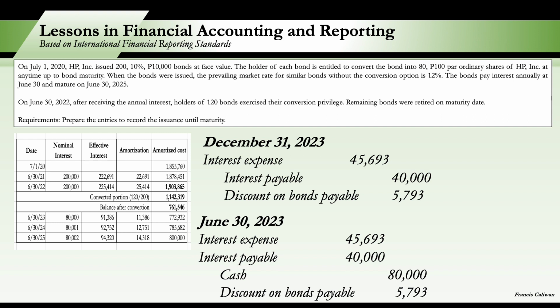Similar for the interest expense on December 31, 2023. And then debit interest payable of 40,000, credit cash of 80,000. So for the whole year, we paid the interest for the whole year of 80,000, and discount on bonds payable for 5,793.